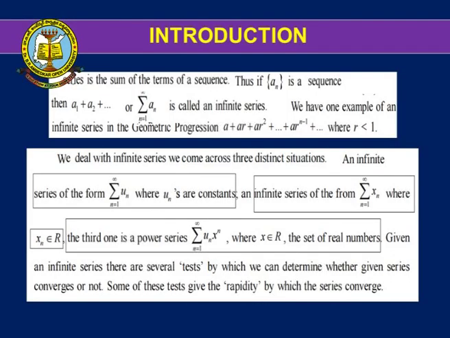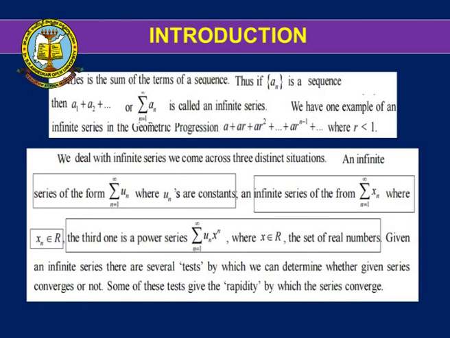Now the introduction part. A series is a sum of the sequence terms. It is represented by the bracket of an, the sequence. The representation is summation n equal to 1 to infinity an, which is a1 plus a2 plus so on plus an, the sum of the terms up to infinity. So we can represent it as summation n equal to 1 to infinity an, called the infinite series. That notation we can represent by the bracket of an.